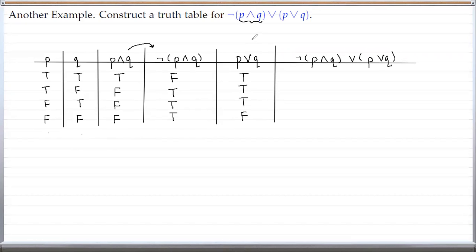Now, finally, we are ready to get the truth values for the given expression. So for that, we can just look at these two columns and combine them by OR. So we have false or true. That will give us true. We have true or true is true. True or true is true. And next one, true or false is true. So these are the truth values for the given statement.